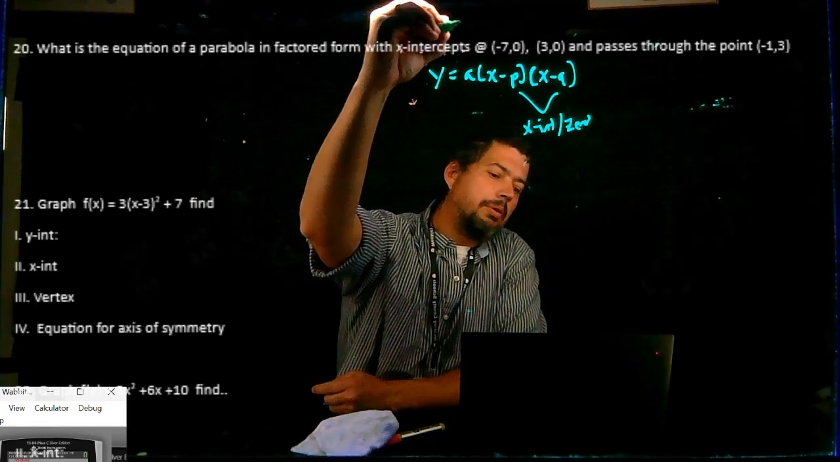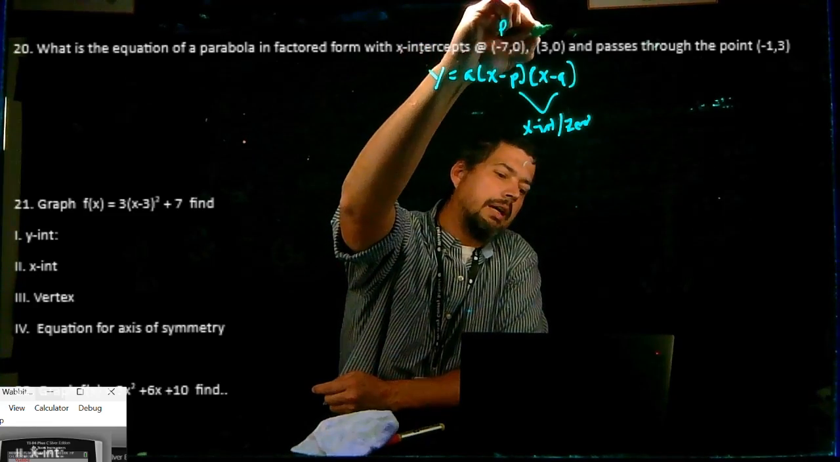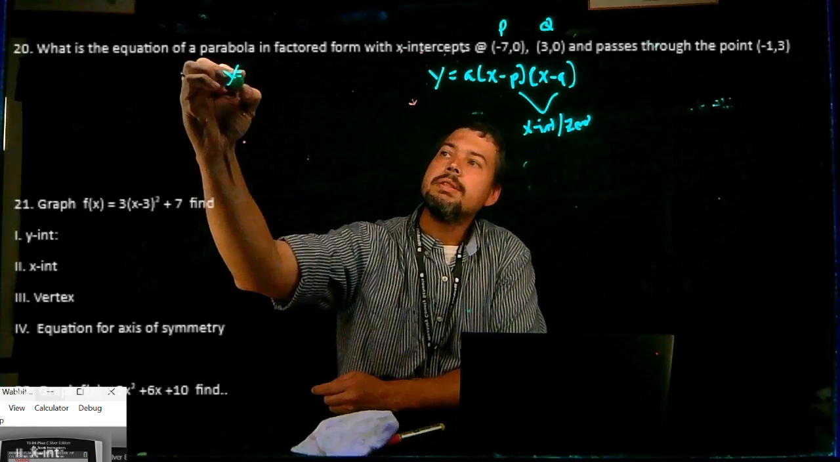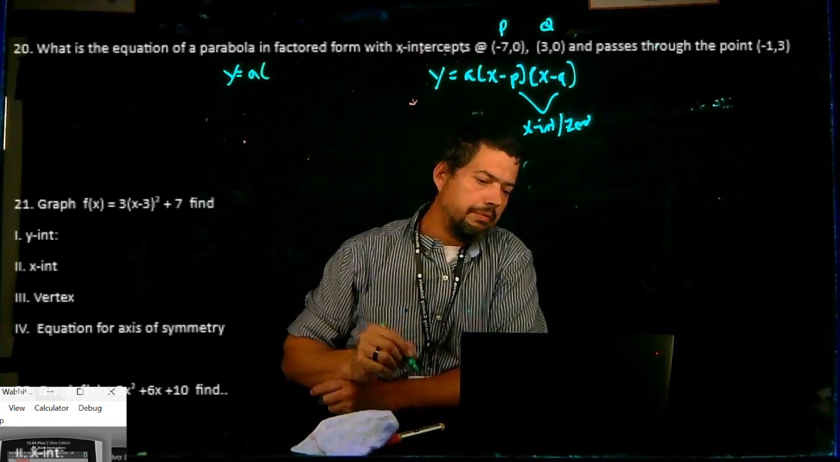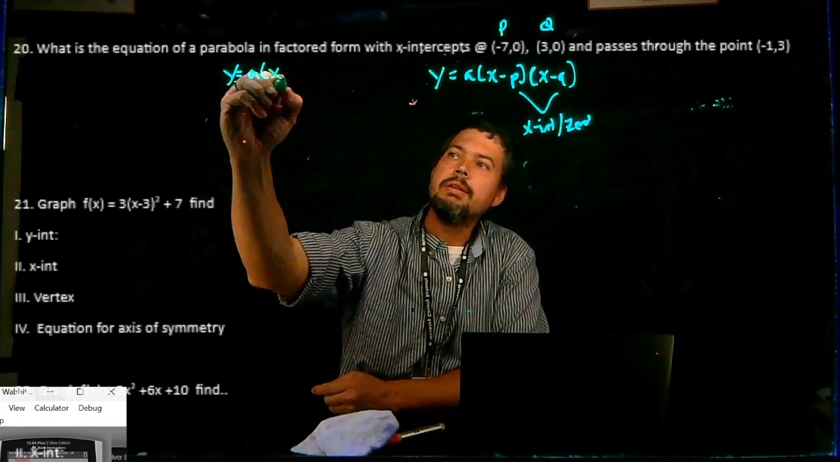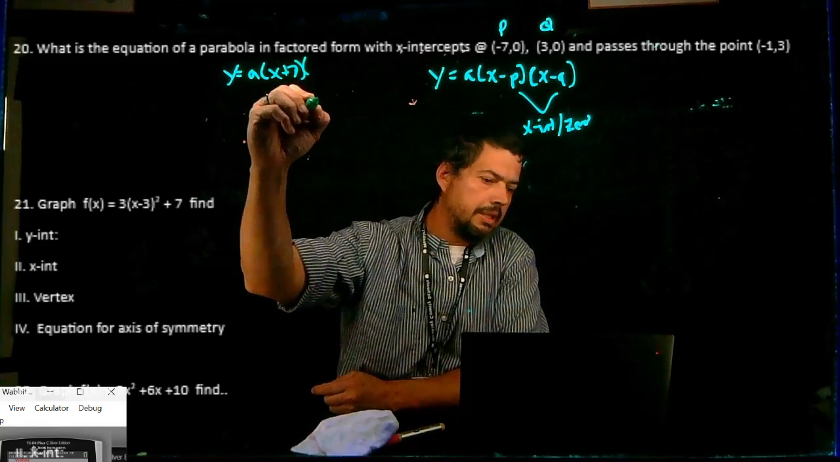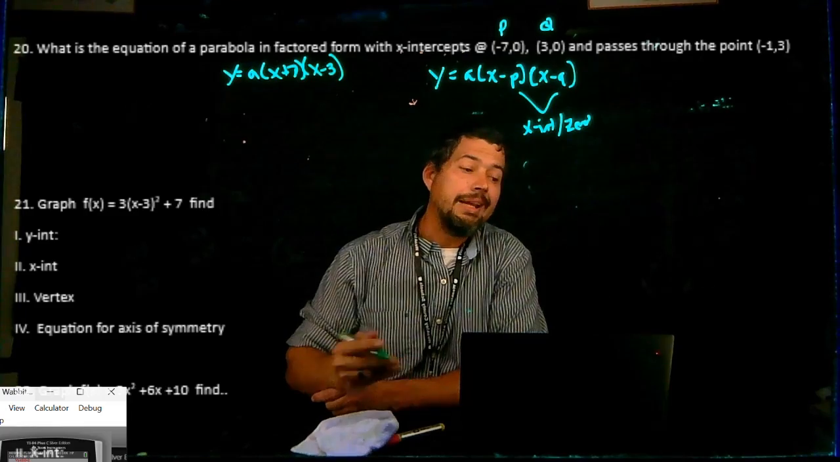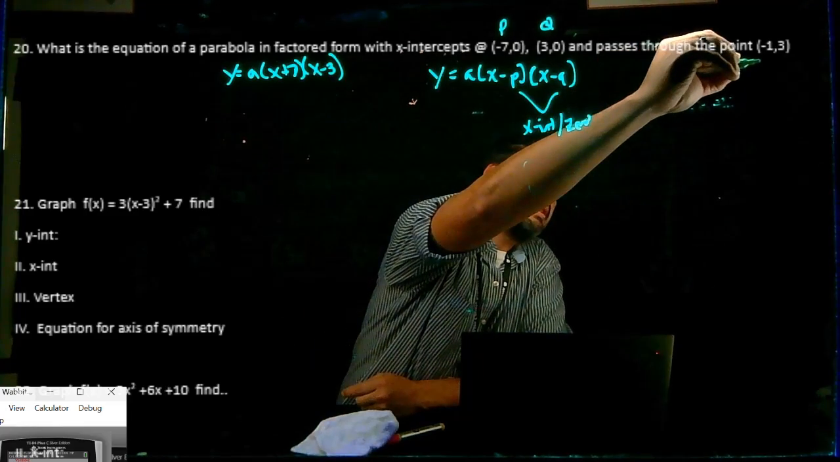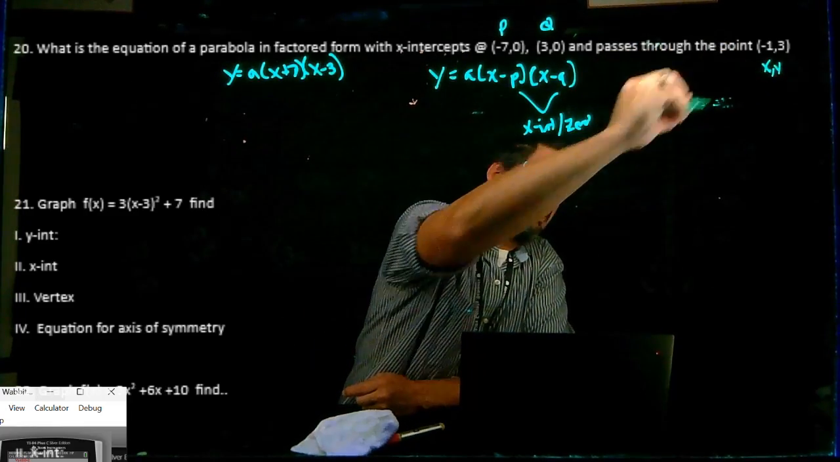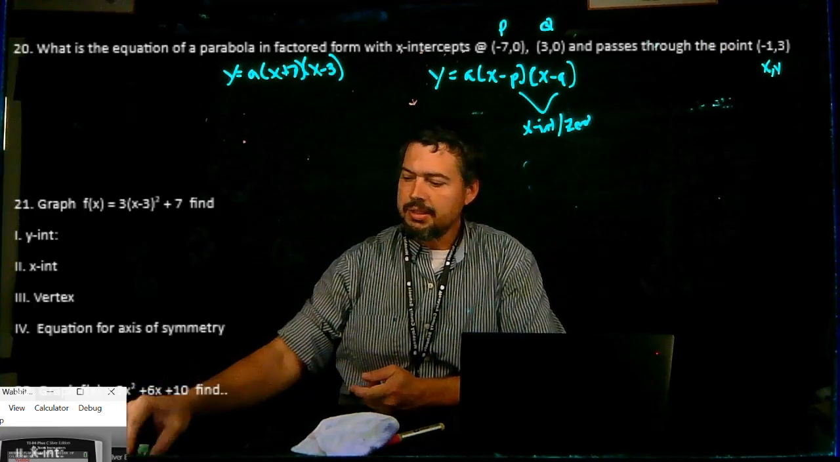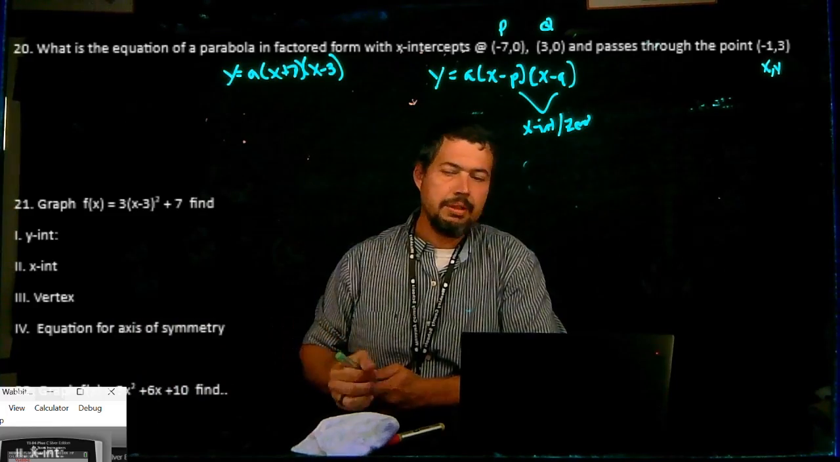So when I look at my point, I've got a p and I've got a q. So I can now write that y is some leading coefficient a times x plus 7 times x minus 3. And now I just have to figure out what a is. I hope I can get some more of y'all to do this time. This gives me an x and a y. Everywhere I see a y, I get to become 3. And everywhere I see an x, I get to become negative 1.